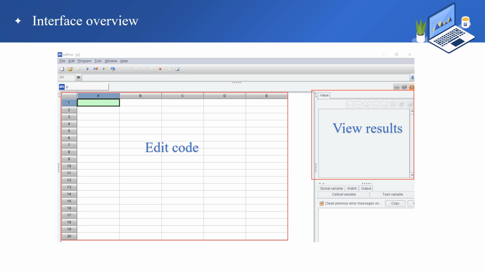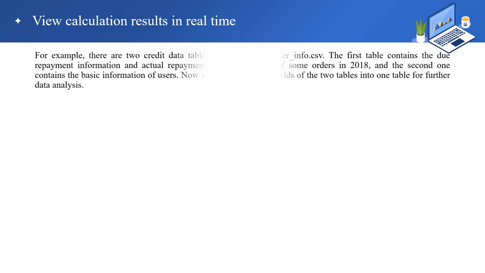Now let's take an example to experience esProc's interactive computation. For example, there are two credit data tables, listing.csv and user_info.csv. The first table contains the due repayment information and actual repayment information, etc. of some orders in 2018, and the second one contains the basic information of users. Now we want to join the fields of the two tables into one table for further data analysis.